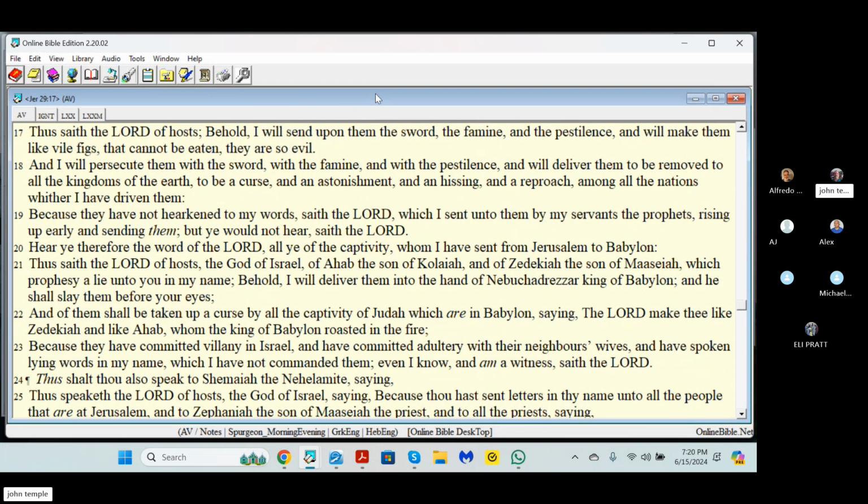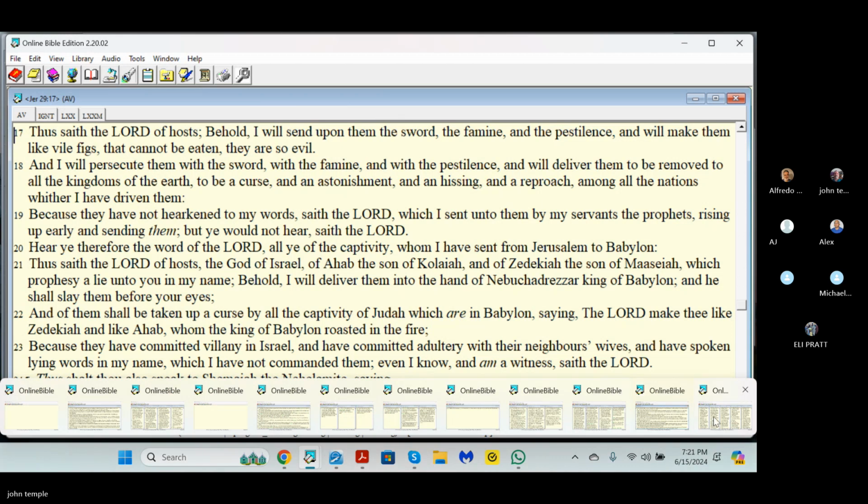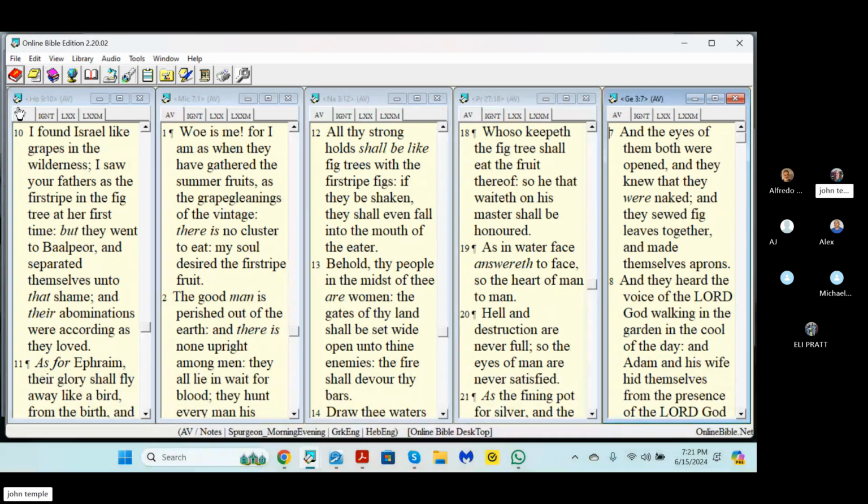And then 29:17, thus saith the Lord of hosts, behold, I will send them the sword, the famine, and pestilence. I will make them like vile figs that cannot be eaten. They are so evil. All right. And then Hosea 9:10, we read a couple of times already. And then Micah 7, we read that already.